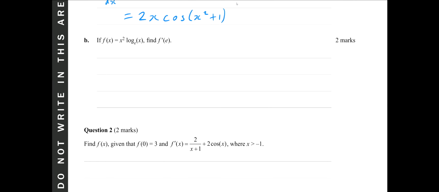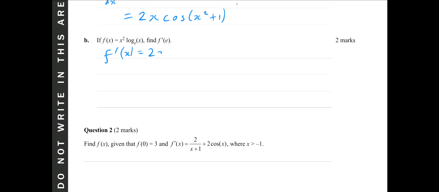Moving on to part B of question 1, we have f of x equals x squared log e of x, and our job is to find f dash of e. So we need to differentiate f of x and then substitute in x equals e. First of all, working out the derivative f dash of x, we're going to use the product rule.